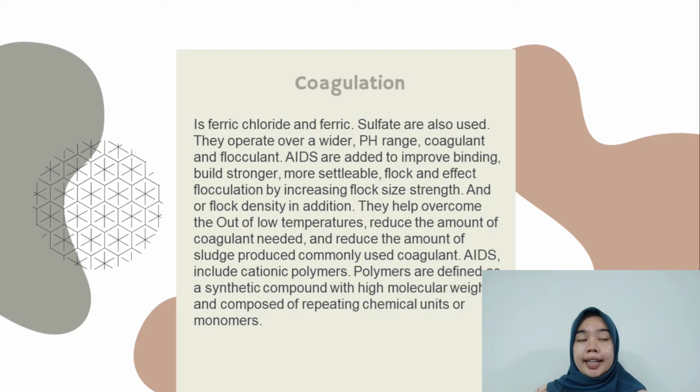Coagulant and flocculant aids are added to improve binding, form stronger, more stable floc, and affect flocculation by increasing floc strength and/or floc density. In addition, they help overcome the effects of low temperature, reduce the amount of coagulant needed, and reduce the amount of sludge production. Commonly used coagulant aids include polymers.